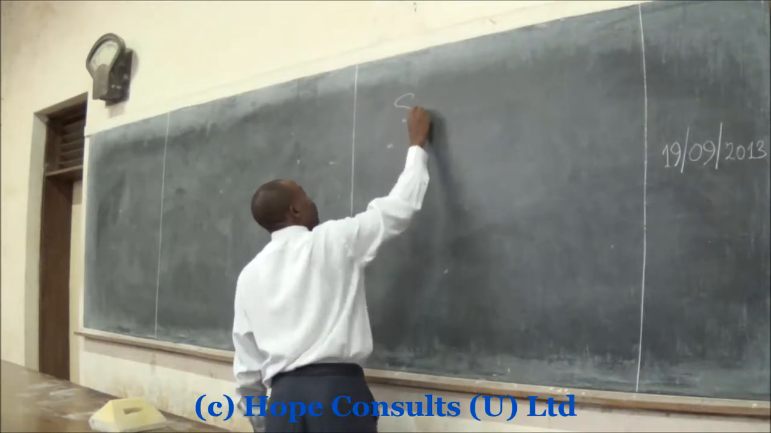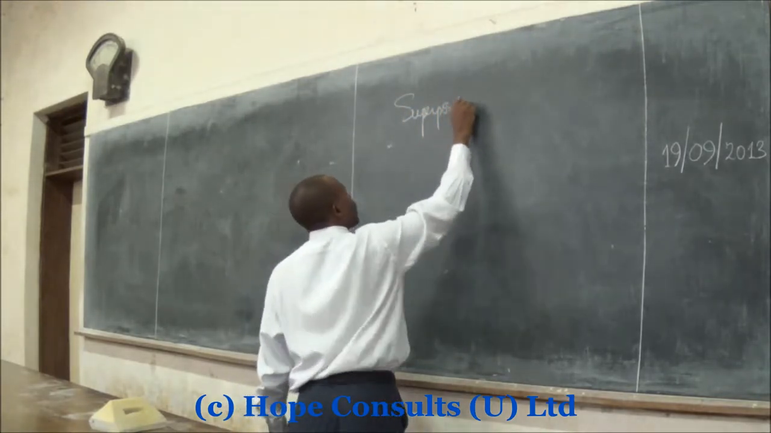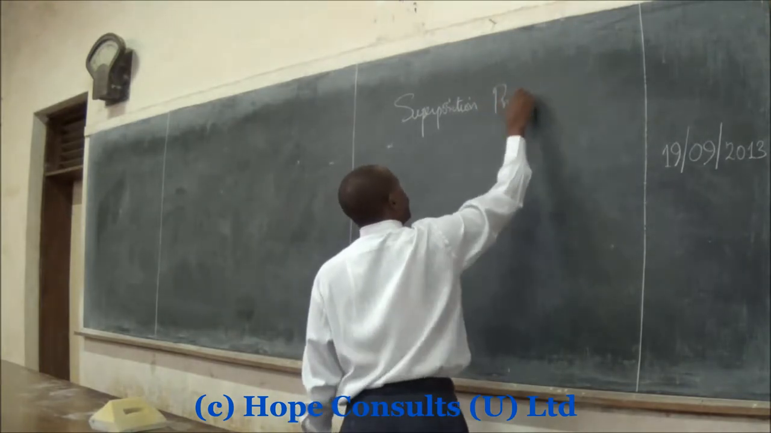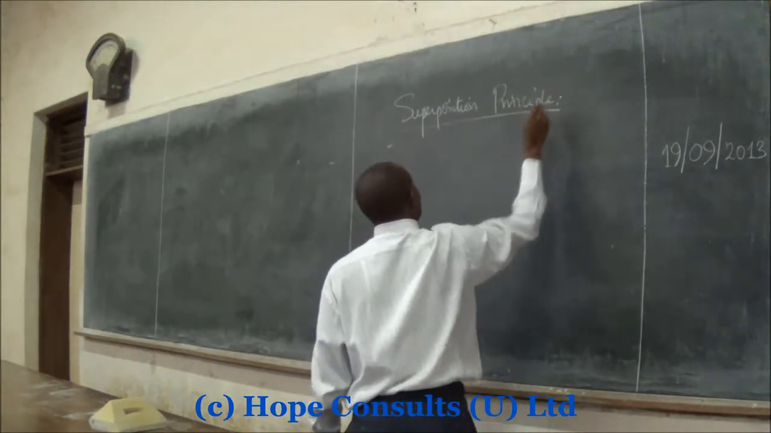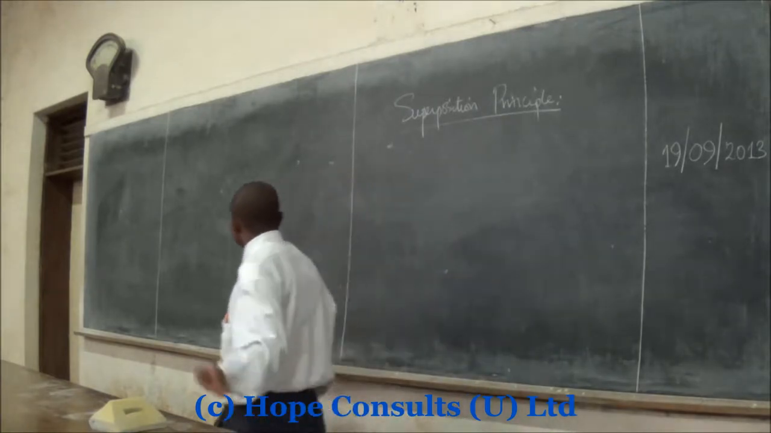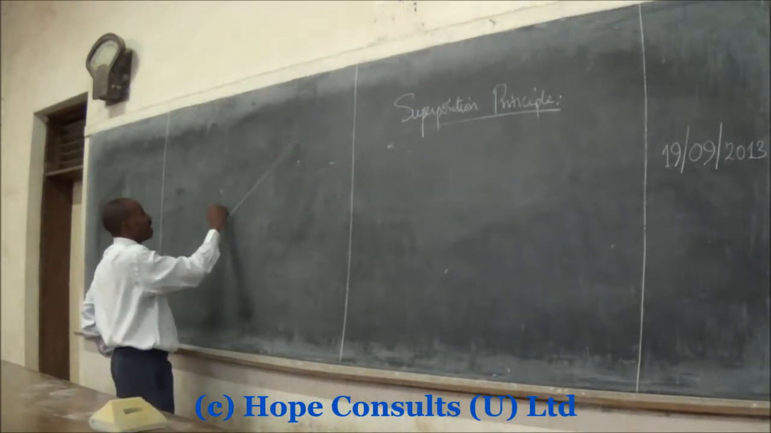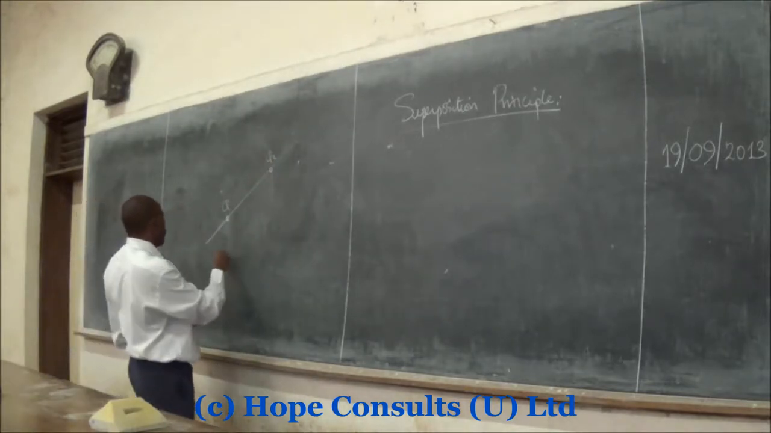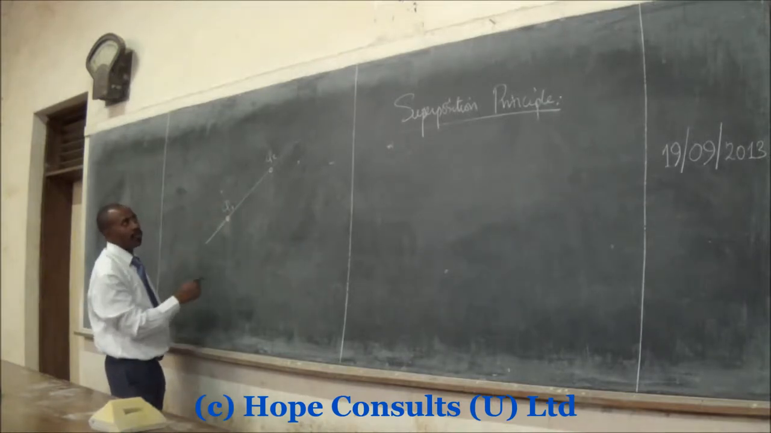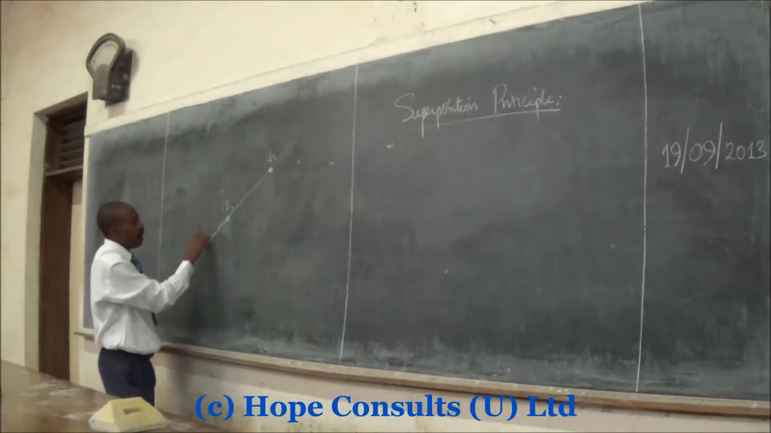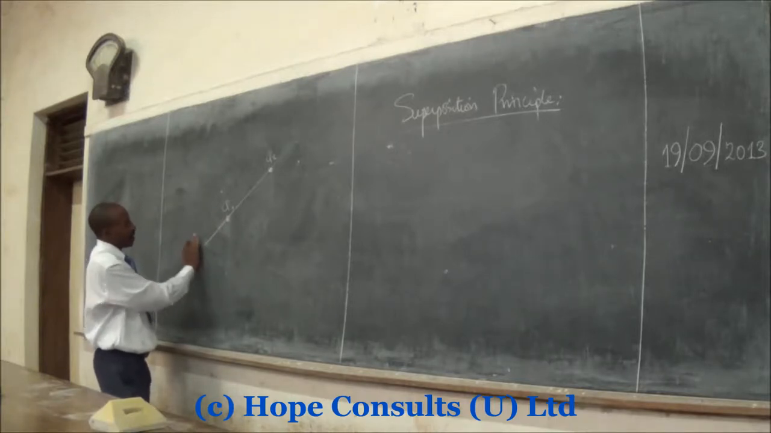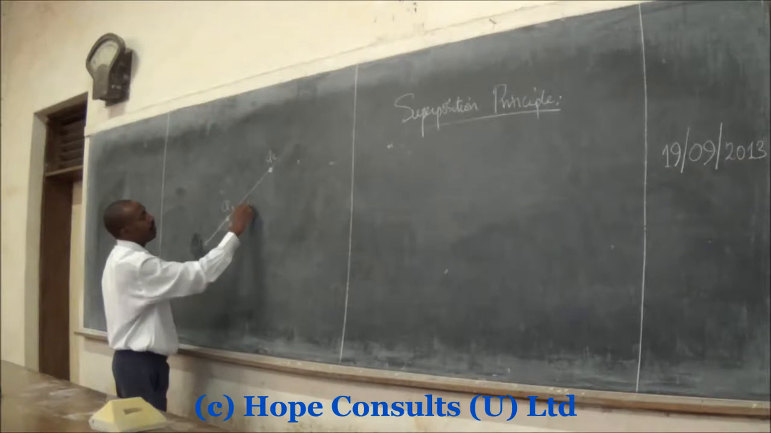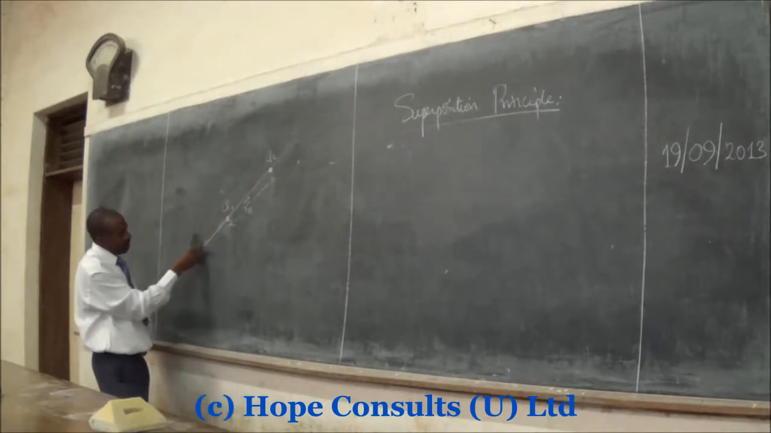I last talked about the superposition principle, and this is after we had two charges, Q1 and Q2. When we looked at these charges, we said that if we are looking at the force Q2 is imposing on Q1, and this is the distance between them, then the unit direction vector r would be from 2 to 1 this way, so it is r 2 1.